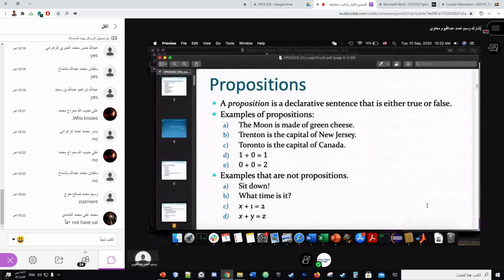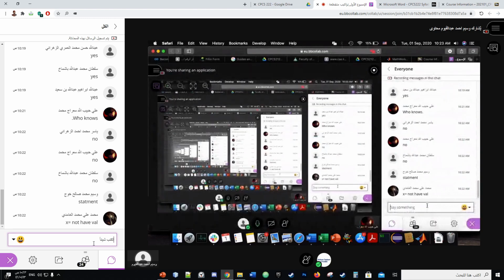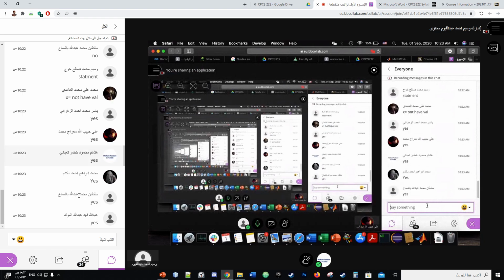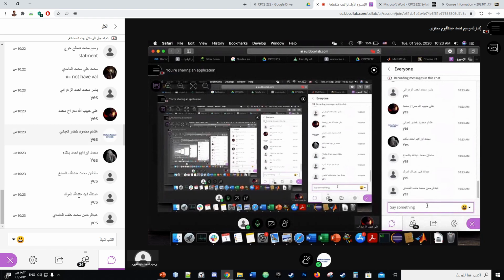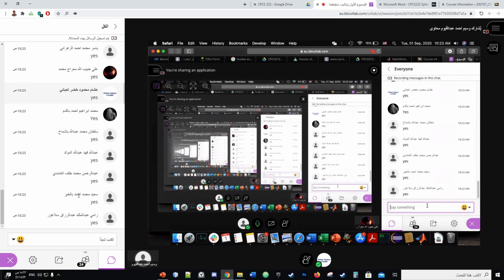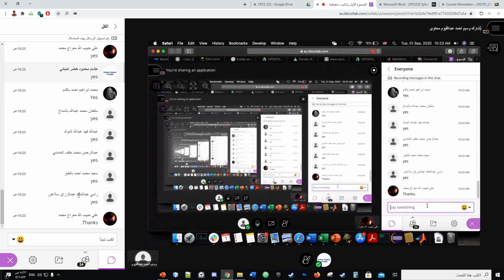Same thing with x plus y equal to z. We don't know the value of x, we don't know the value of y, we don't know the value of z. So we don't know if the statement is true or false. So we say it is not a proposition. Is this slide clear? Congratulations, you will get at least 1 or 2 marks in the exam, because one of the questions in your quiz or in the exam is that a statement will be given and you'll be asked, is this a proposition or not a proposition?